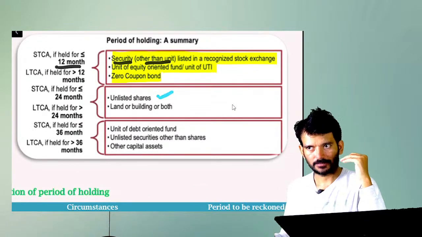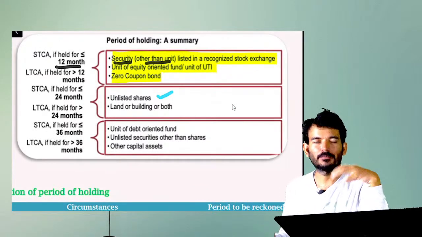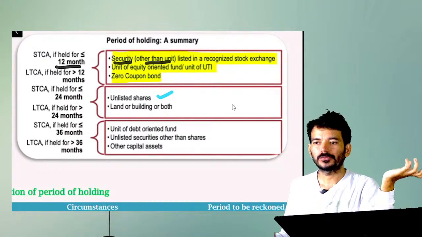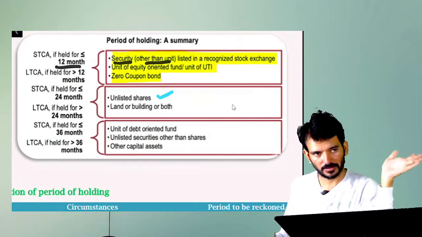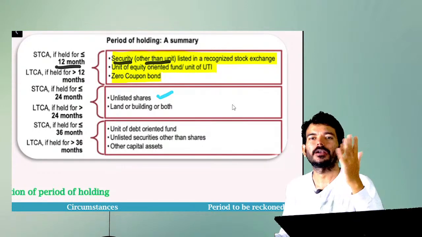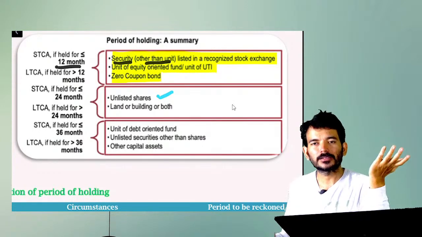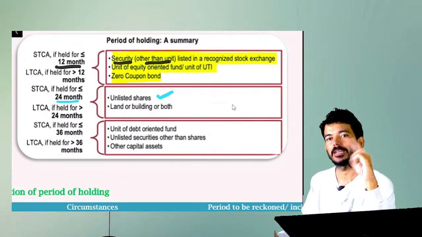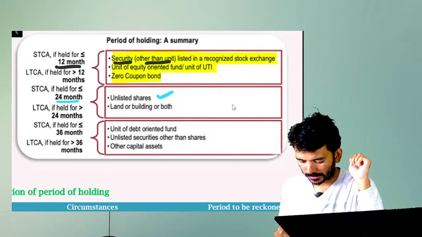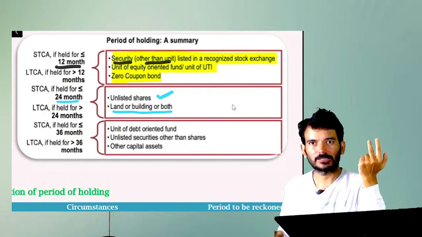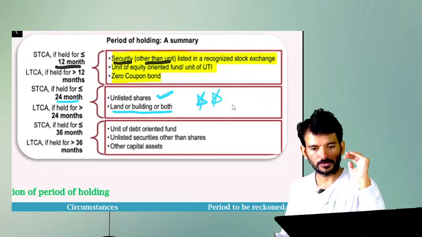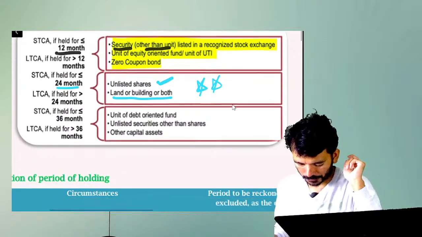And unlisted shares, like there is a company, for example, I have only started my company, after 4 or 5 years I am trying to sell my shares to one of my friends. It's not public, only my friends. So my shares are not traded anywhere in the market, right? So these are unlisted shares. For them it is 24 months. If it is listed, it is 12 months. If it is unlisted, it is 24 months. Land and building, it used to be 36 months, but now it is 24 months. Just remember this. You might have to consider this while calculating the problems.